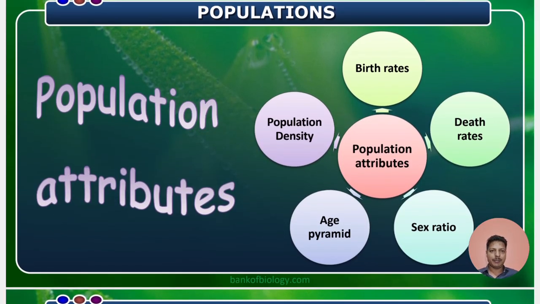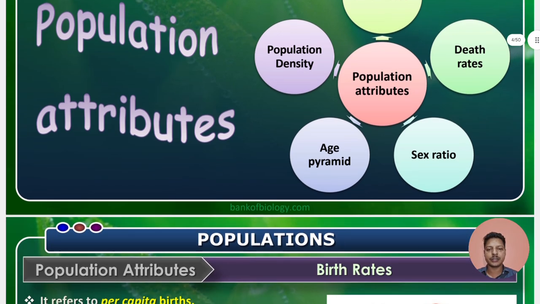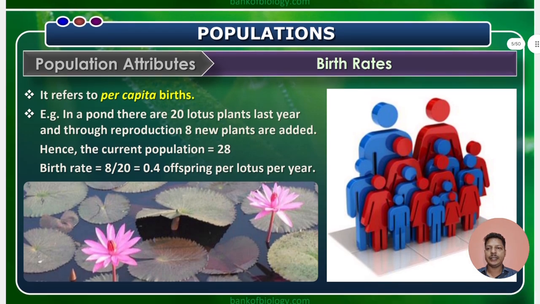First of all, population attributes: birth rate, death rate, sex ratio, age pyramid and population density. These are the main five population attributes which we are going to discuss. First of all, birth rate.